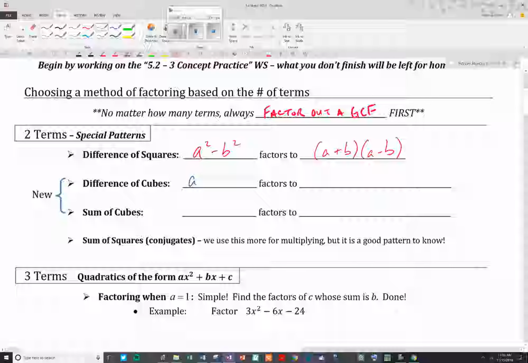The difference of cubes, when you have one thing cubed minus another thing cubed, you have to identify what those things are. So identify what A and B are here, and then put them into this pattern. You have a binomial that is the difference of A and B, and then a trinomial that looks like this. Don't need that 2 there.